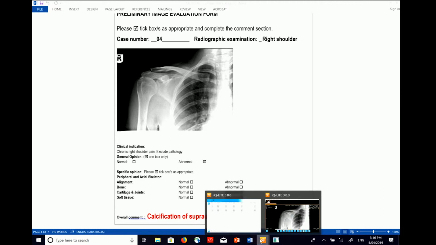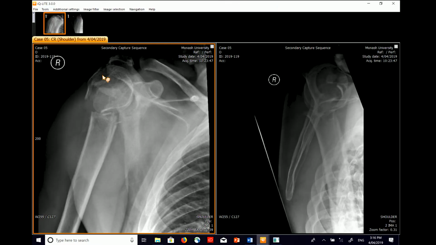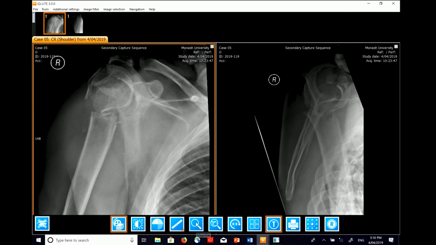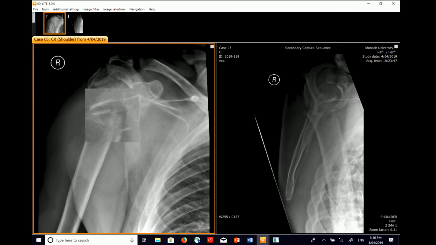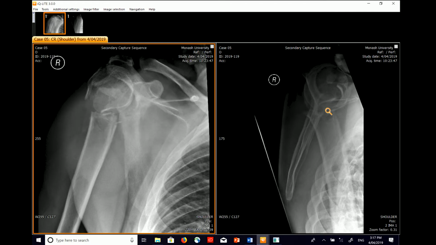Then moving on to case 5. This is a patient who was intoxicated and fell and now has a deformed right arm. When we look at the humeral head, we can clearly see that there's comminuted fractures, which is at the level of the surgical neck, and there's also a medial displacement as well as rotation of the fracture. And this we can see on this view as well.